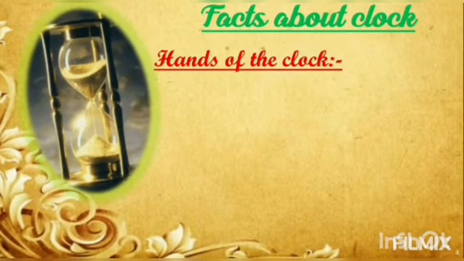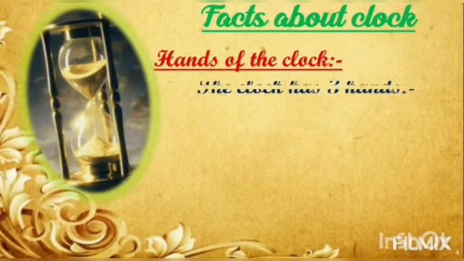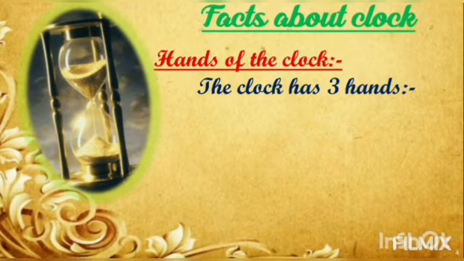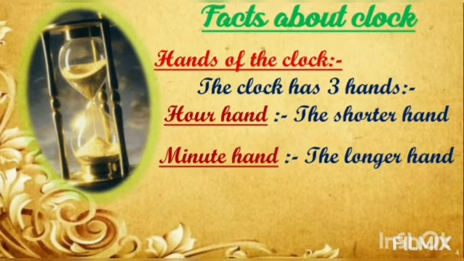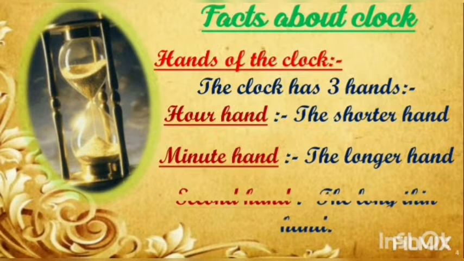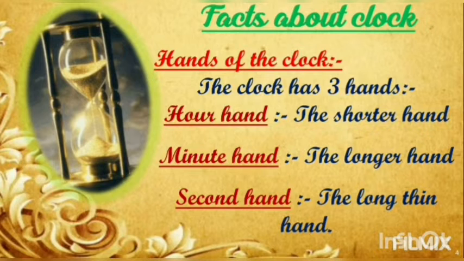Next we have the hands of the clock. There are 3 hands in a clock. The first hand is the hour hand. This is the shorter hand in your clock. The second is your minute hand. This is the longer hand in your clock. Last but not the least, this is your second hand. The second hand is the long thin hand in the clock.